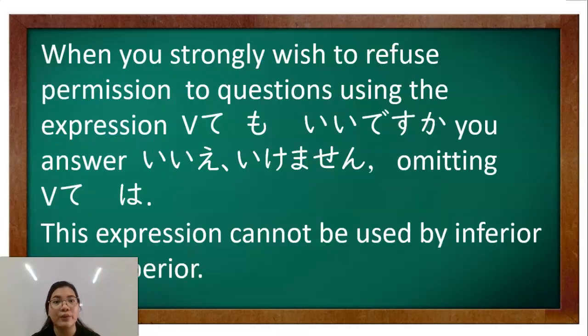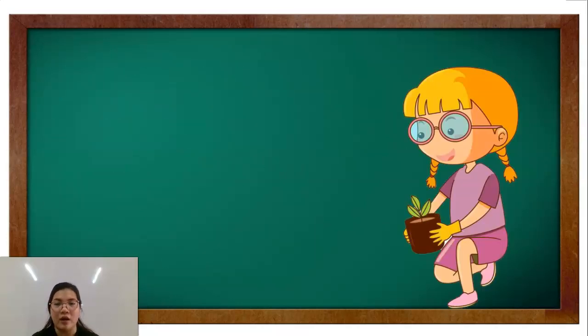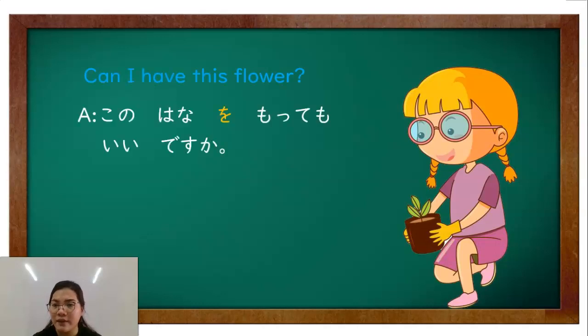Another: when you strongly wish to refuse permission to questions using the expression verb temo ii desu ka, you answer ie, ikimasen, omitting verb tewa. So pwede mo ring gamitin ang ie ikimasen to decline, a negative answer for the verb temo ii desu ka. But this expression cannot be used by an inferior to a superior. Hindi mo pwedeng gawin sa mga nakakaangat sa'yo in a position, or older than you, or superior in your company.